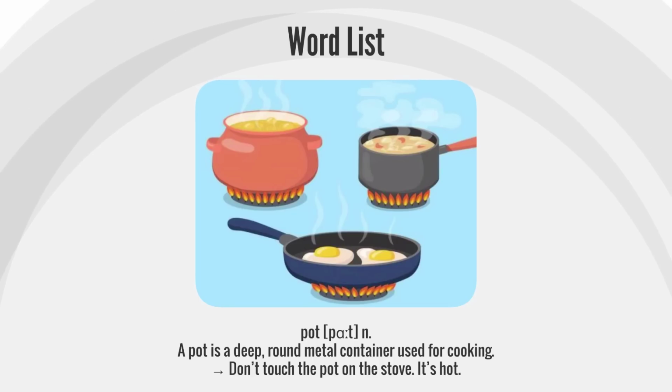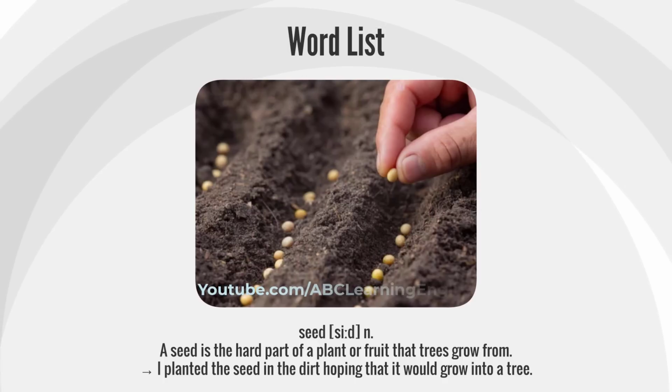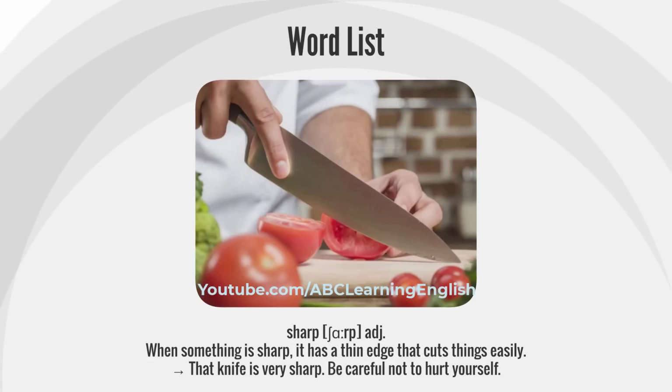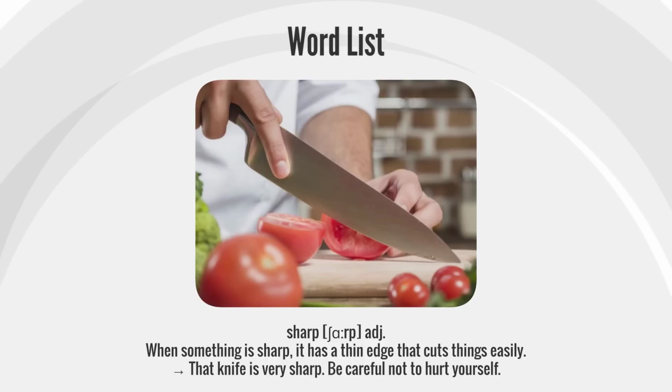Pot. A pot is a deep round metal container used for cooking. Don't touch the pot on the stove. It's hot. Seed. A seed is the hard part of a plant or fruit that trees grow from. I planted the seed in the dirt, hoping that it would grow into a tree. Sharp. When something is sharp, it has a thin edge that cuts things easily. That knife is very sharp. Be careful not to hurt yourself.